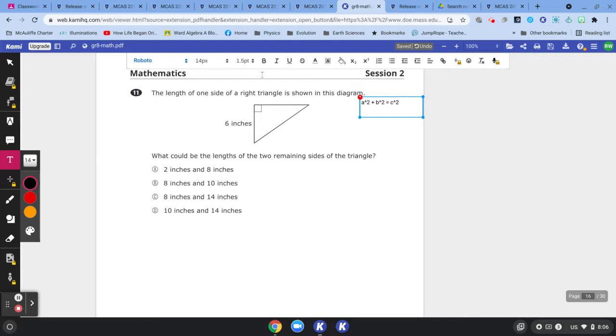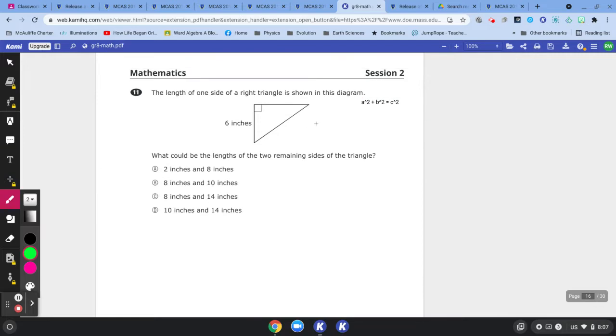Now, this is not the hypotenuse. The hypotenuse is the long side. It's the side that's opposite the right angle. So I'm going to label things. We'll call this C for sure. This one could be A or B. I'll go ahead and call it A. Okay, A equals 6. And then we've got B.